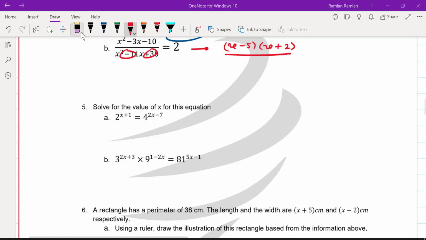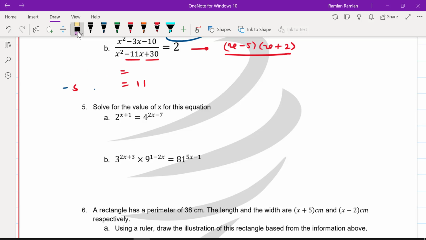So which means that the two numbers will be negative, because negative times negative is positive, and negative plus negative will be negative, right? So think of two numbers that multiply to 30, which are 5 and 6. But 5 plus 6 is not equal to negative 11, it equals 11, right? So we only need to add the negative sign in front of the numbers, okay?